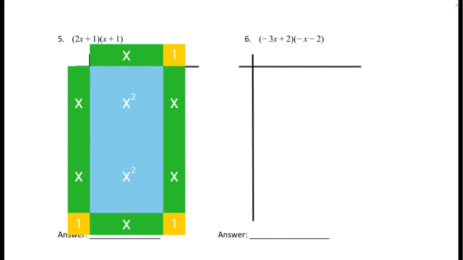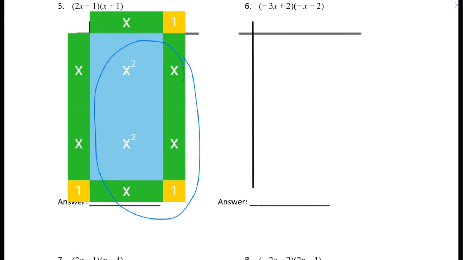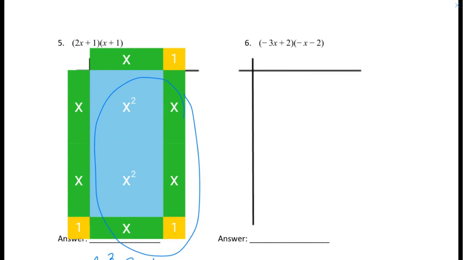So when we look at it, we can see our final product is going to be all these tiles here combined. So our final answer for this is going to be 2x squared. Now we have 1, 2, 3 x tiles, so plus 3x, and then plus 1. And again, we could confirm that by distributing, like we learned last class, or using the FOIL method, which we talked briefly about last class as well. Let's take a look at the next one. And then I'll have you guys try those last two kind of on your own.